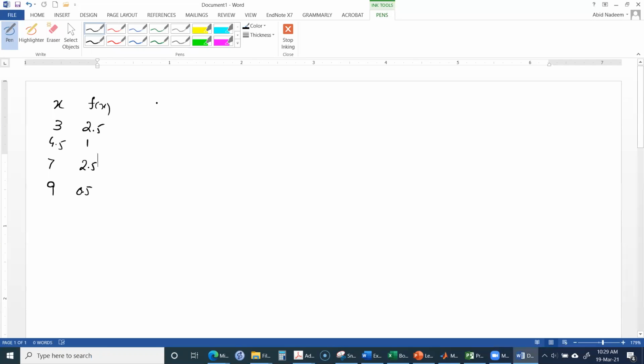And then for the quadratic, we have this curve: fi of x is equal to ai x square plus bi x plus ci. So this is the equation. In order to set up the equations, we take the interior points. These are the two interior points, 4.5 and 7.